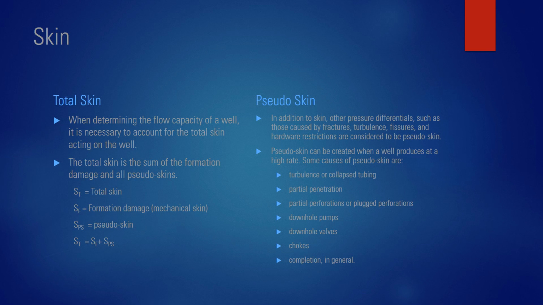Pseudoskin. In addition to skin, other pressure differentials, such as those caused by fractures, turbulence, fissures, and hardware restrictions, are considered to be pseudoskin. Pseudoskin can be created when a well produces at a high rate. Some causes of pseudoskin are turbulence or collapsed tubing, partial penetration, partial perforations or plugged perforations, downhole pumps, downhole valves, chokes, and completion in general.